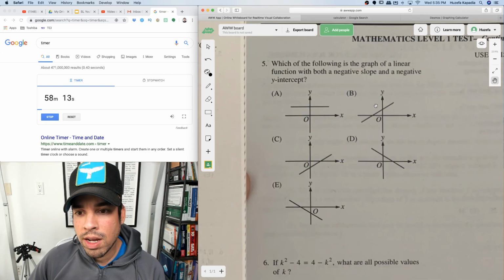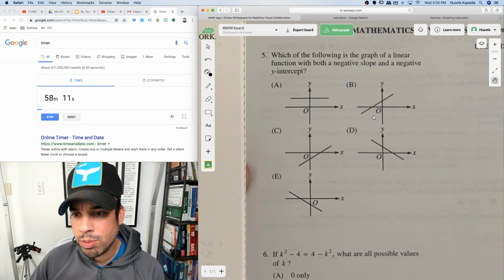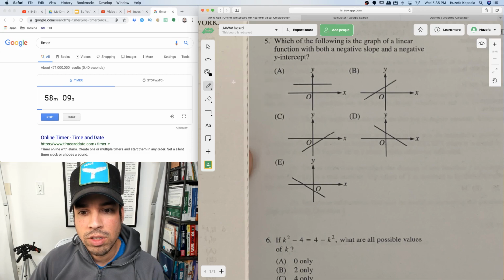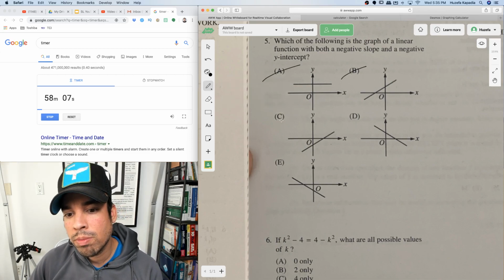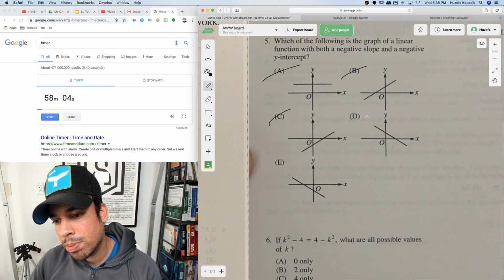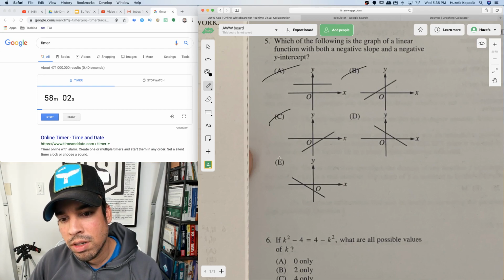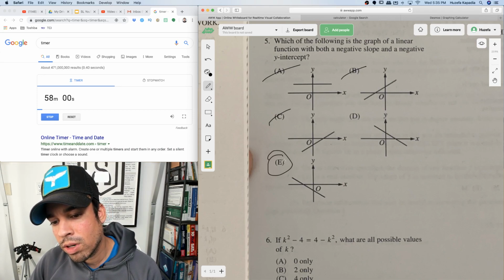Number 5, which of the following is the graph of a linear function with both a negative slope and a negative intercept? Zero slope, positive slope, negative slope but a positive y-intercept, negative slope and negative y-intercept right there. Boom.